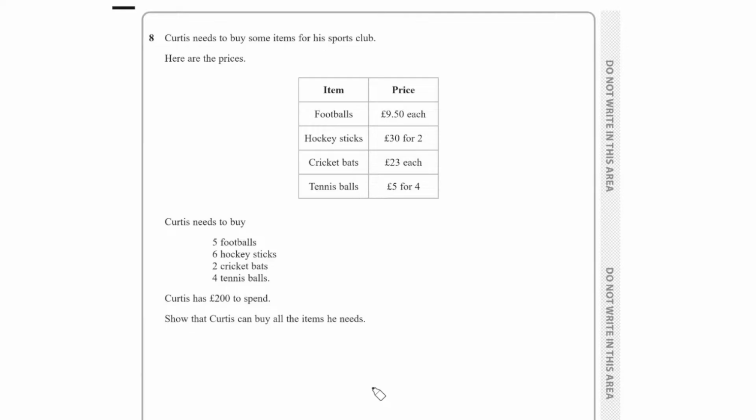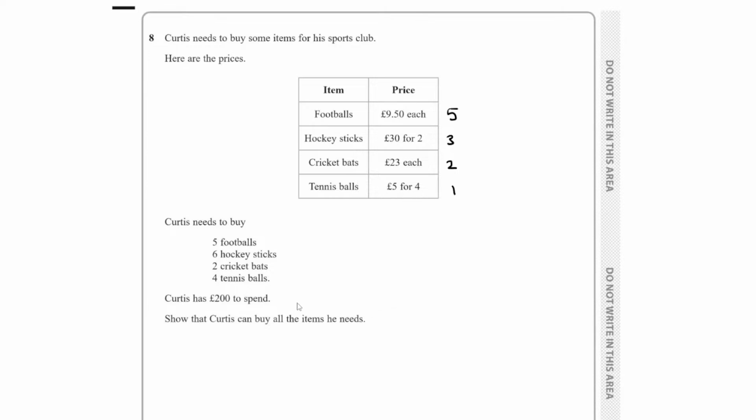Question 8. Curtis needs to buy some items from his sports club. Here are the prices. So we've got footballs are £9.50 each. Hockey sticks are £30 for 2. Cricket bats are £23 each. And tennis balls are £5 for 4. Curtis needs to buy 5 footballs, 6 hockey sticks, so 6 of these, but they're for 2 each, aren't they? So that'd be 3 lots. Then 2 cricket bats and 4 tennis balls, so 1 lot of this offer.